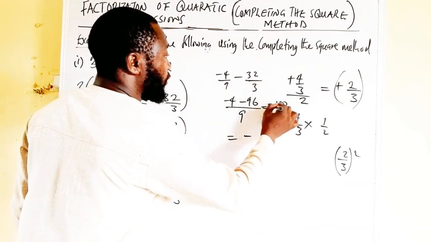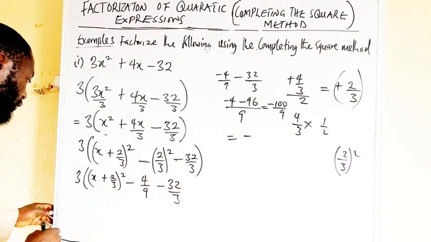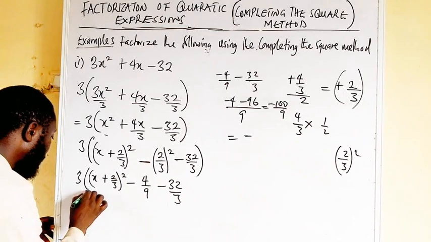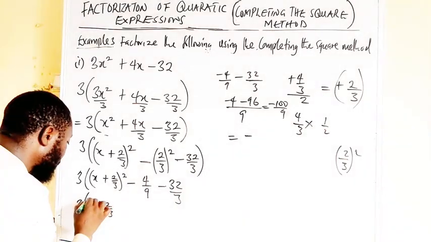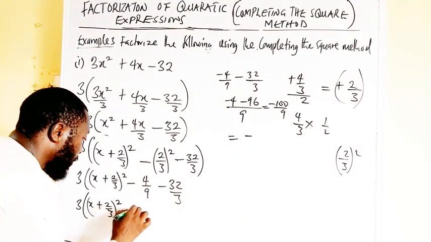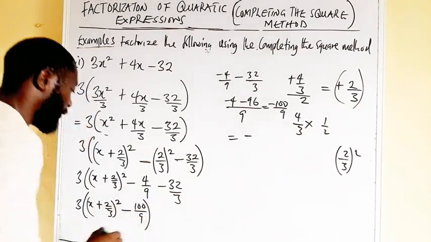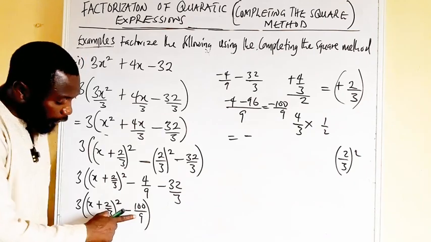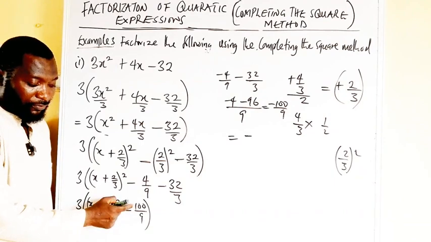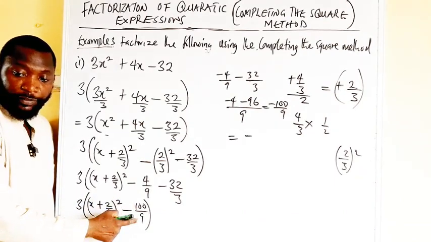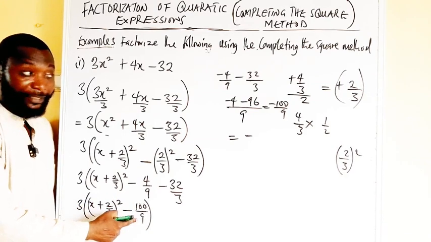Minus 100 over 9. So addition of everything here together will give us minus 100 over 9. So we have 3 open bracket x plus 2 over 3, everything squared, minus 100 over 9, close the bracket. Look at this 100 over 9. 100 is the square of a number. 9 is the square of a number. So this is just 10 squared divided by 3 squared.